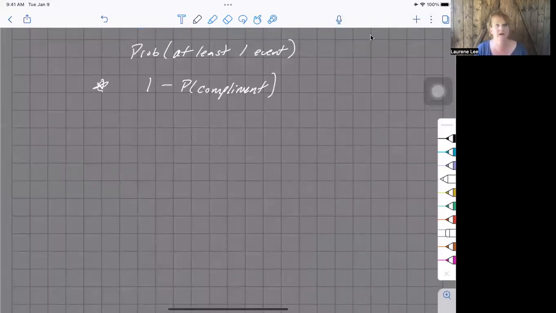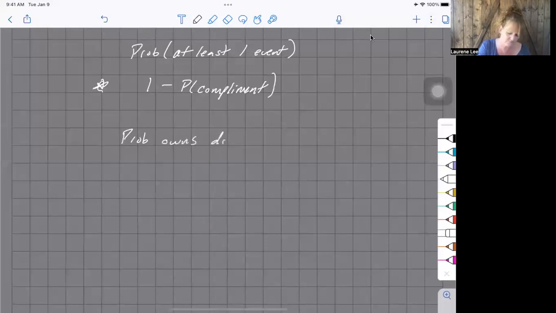So let's do a problem with a percentage. Let's look at that. What if I say the probability that someone owns a dog is, let's say, 42%, 0.42, okay, of the population owns dogs. So I want to know, if I choose 4 people, what's the probability that at least one person owns a dog?